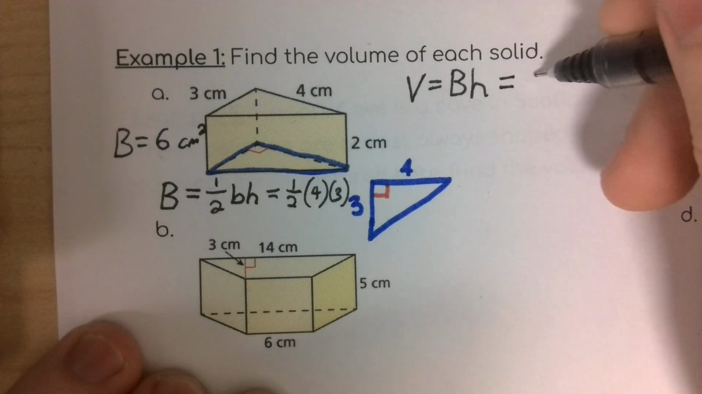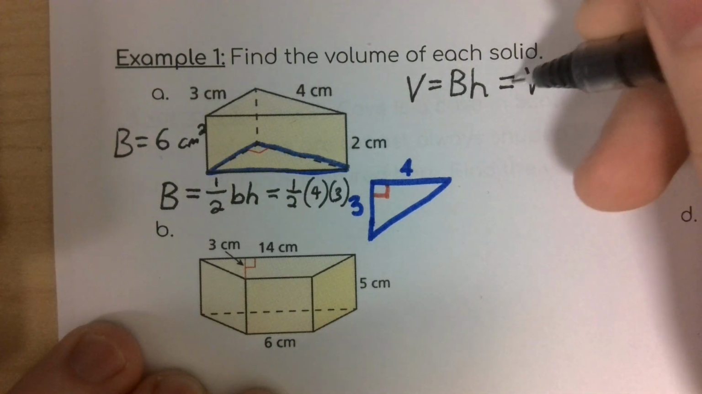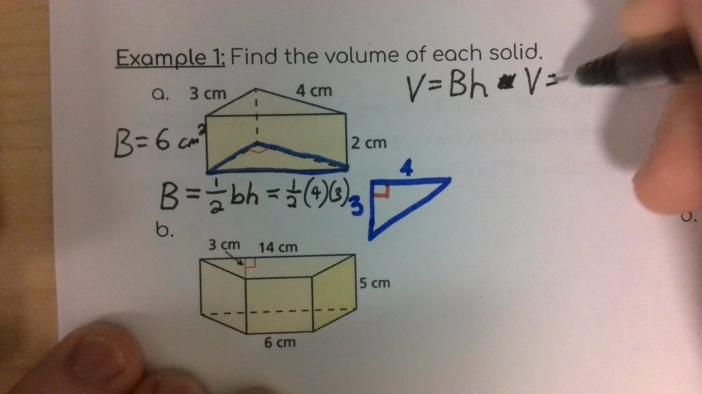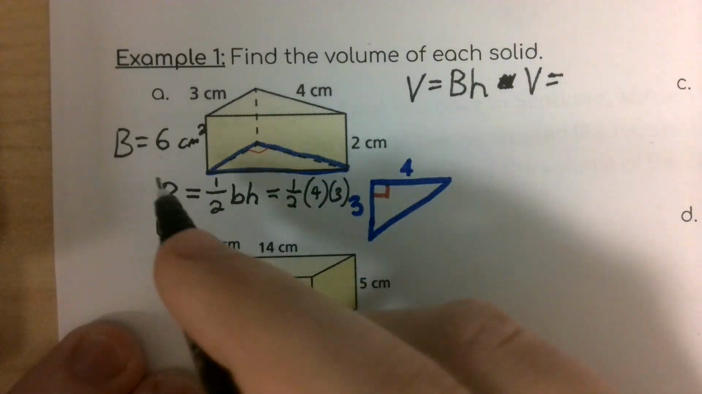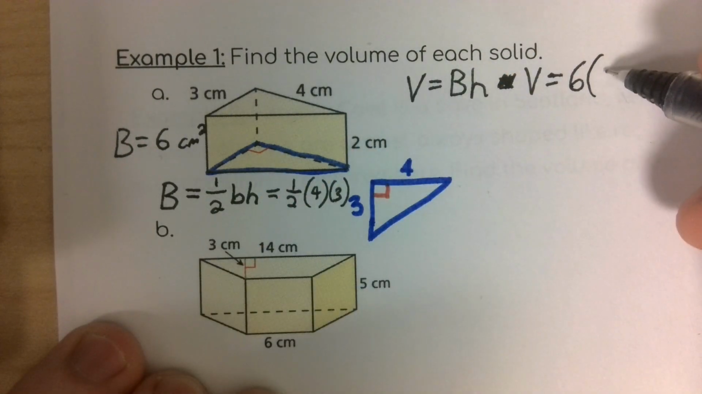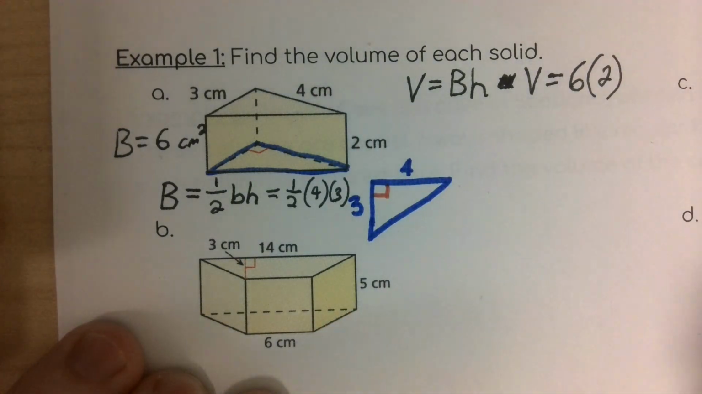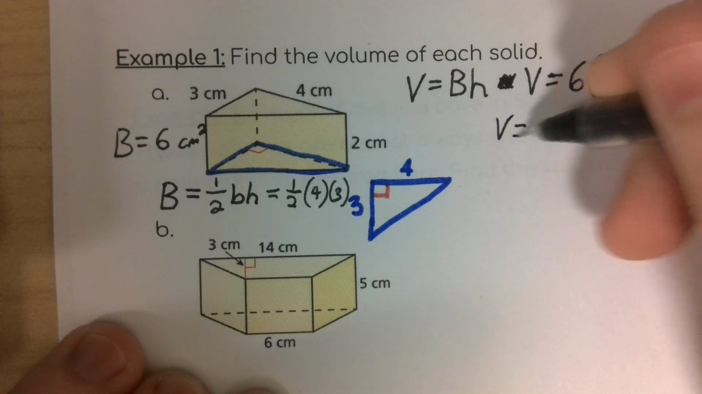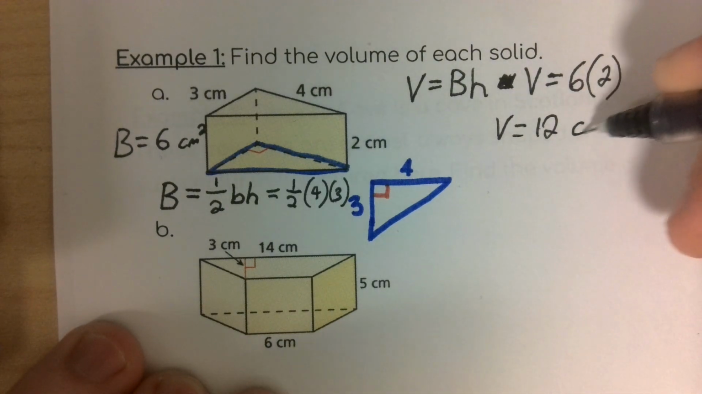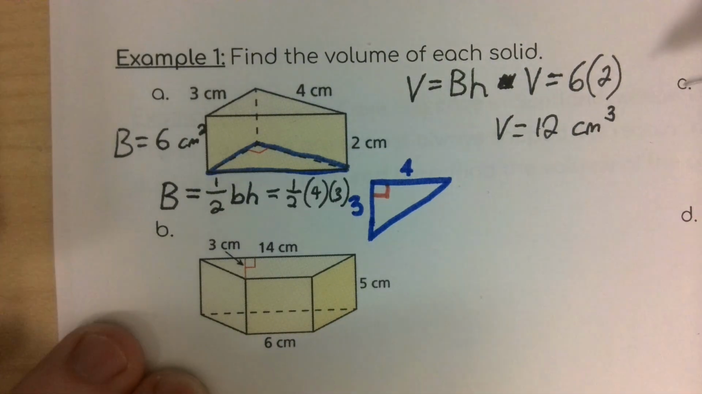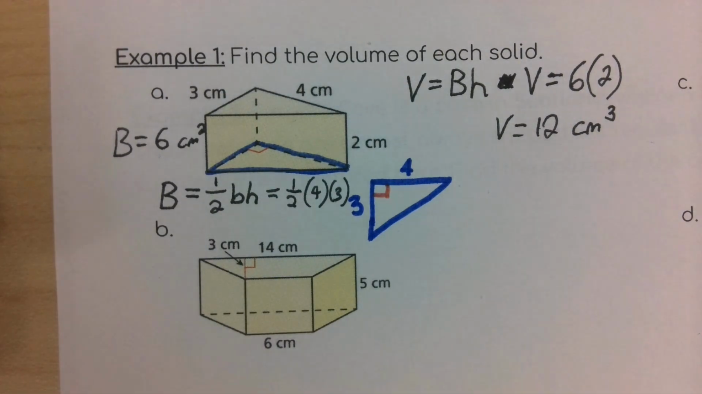Plug this into our volume formula and we get volume equals, the area of our base is 6, the height of the prism is 2 centimeters. What's the volume of the prism? It would be 12 centimeters cubed, since, as a reminder, with volume, our units are always to the 3rd power, or cubed. This is how we can find the volume of a prism.